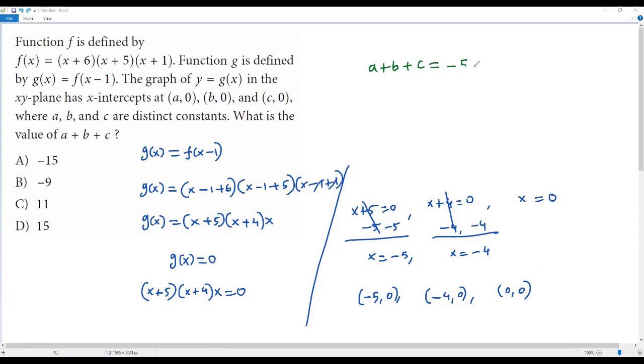Let's plug in −5 for a, −4 for b, and 0 for c. Here, when I combine −5 and −4, I get −9. −9 + 0 is −9. Here I got the value of a + b + c, that is −9. We find −9 in answer choice B. The correct answer choice for this question is B.